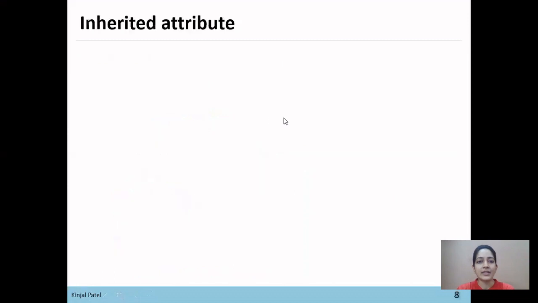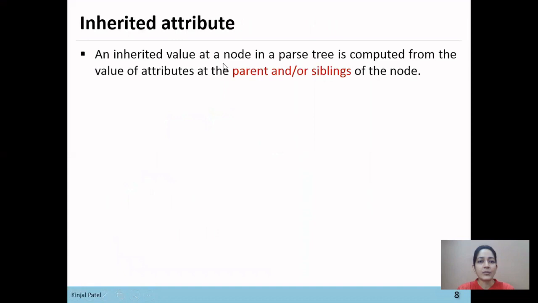So now the next attribute is inherited attribute. An inherited attribute at a node in the parse tree is computed from the value of attributes at the parent node or siblings of that node. Means the value of an inherited attribute will be computed from the parent node or sibling node. So a synthesized attribute is computed from its child node, and an inherited attribute is computed from the parent node or sibling node.